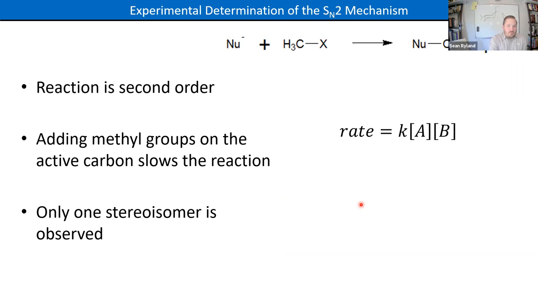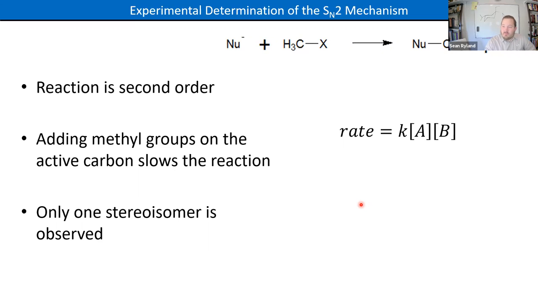So let's pretend we're doing these experiments and we do a method of initial rates and we find out that it is in fact second order. You increase your concentration of nucleophile, the reaction goes faster. You increase your concentration of your halide, the reaction also goes faster. Makes sense. That tells us right off the bat that we're going through a single step mechanism, right? It's going to be that SN2 mechanism.